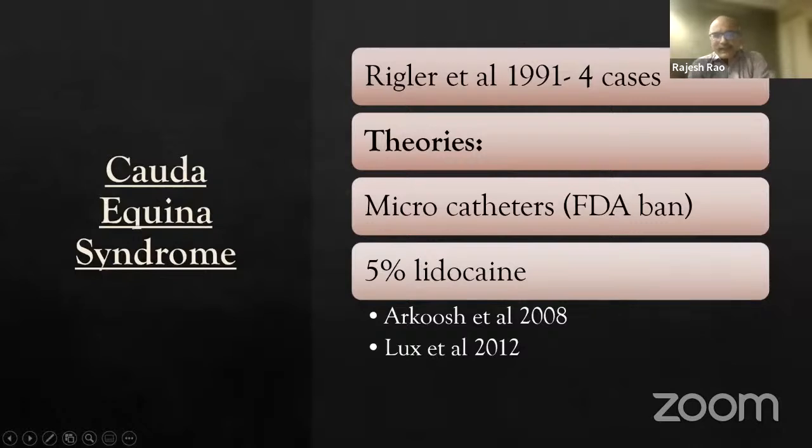Now, regarding cauda equina syndrome, Rigler et al. in 1991 reported 4 cases. The theories postulated were maybe the microcatheters, which led to the FDA ban in the US, and the use of 5% hyperbaric lignocaine. Arkoosh et al. and Lux et al. in 2008 and 2012 came out with studies which didn't show any evidence of cauda equina syndrome, and they were instrumental in getting the ban revoked.